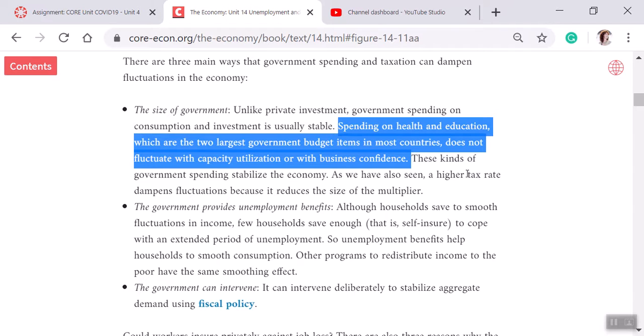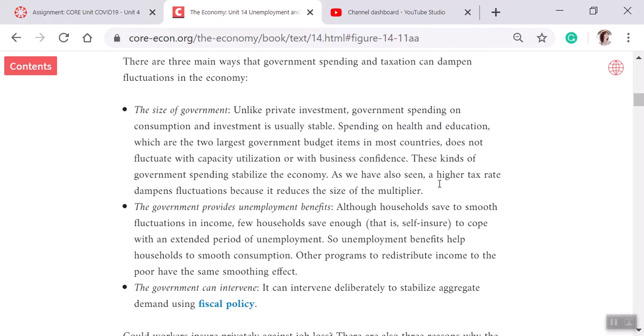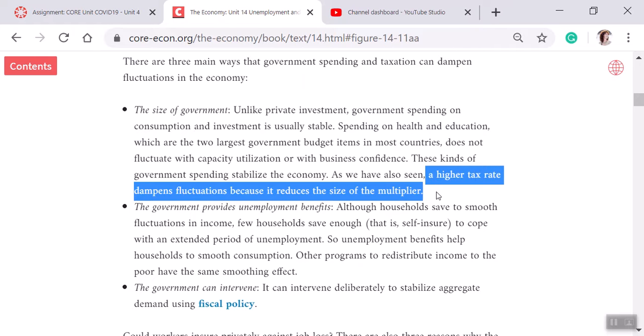So higher tax rate may dampen or fluctuate because it might reduce the size of the multiplier, right? So how much spending we have on schools and healthcare and education might fluctuate a little tiny bit, but overall, things that are being offered are steady, okay? So that's size of government.